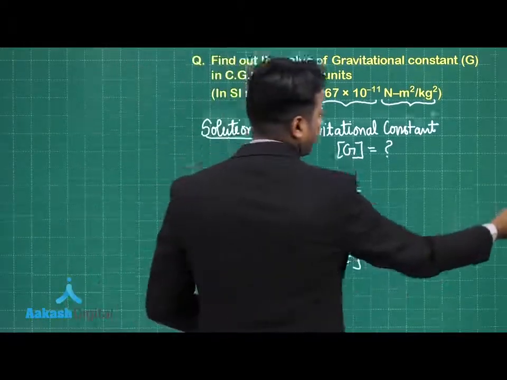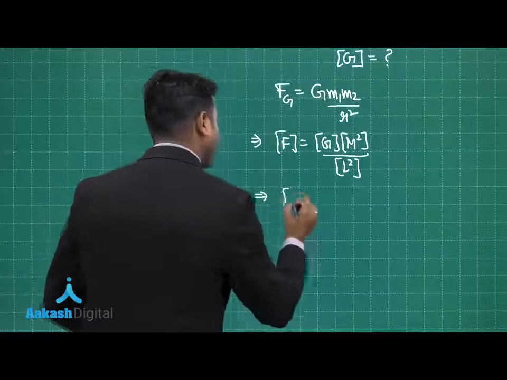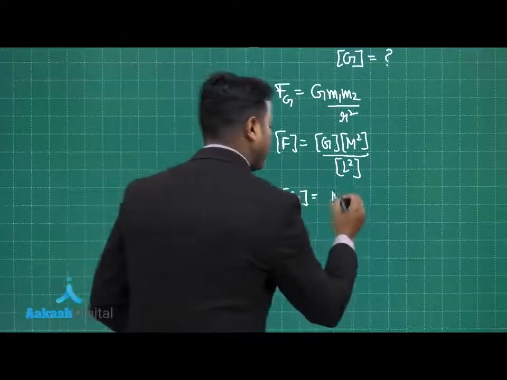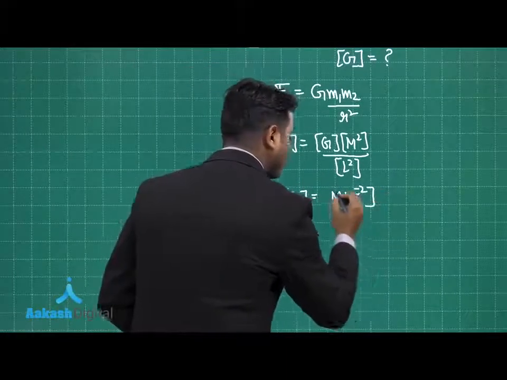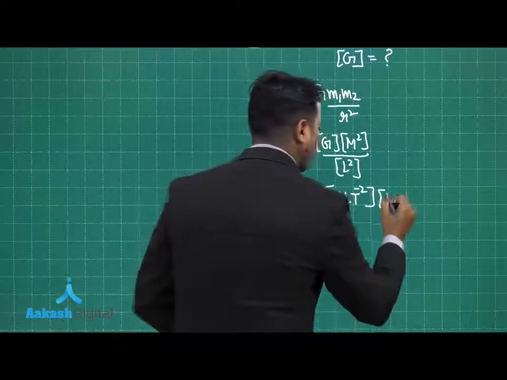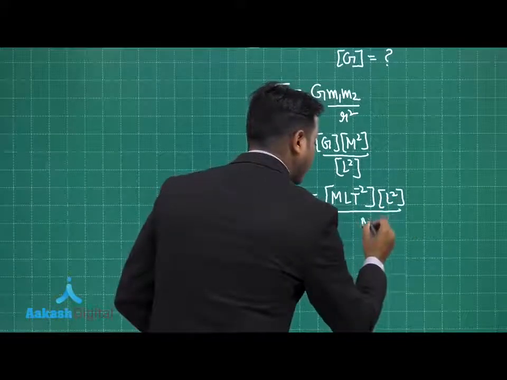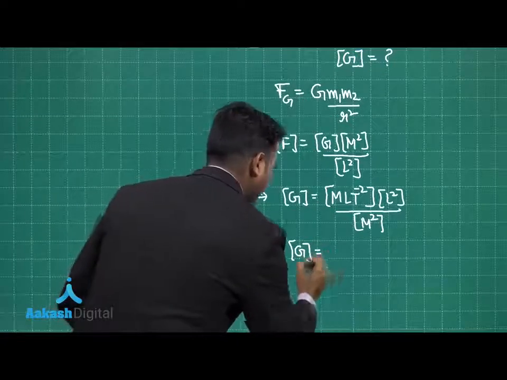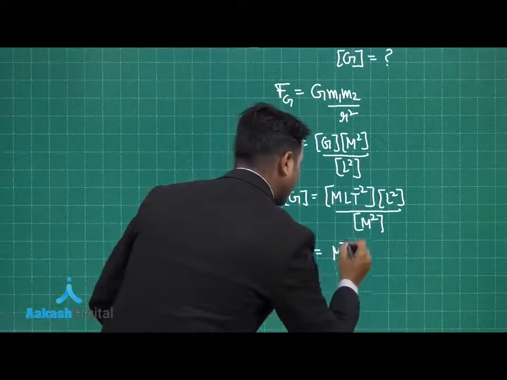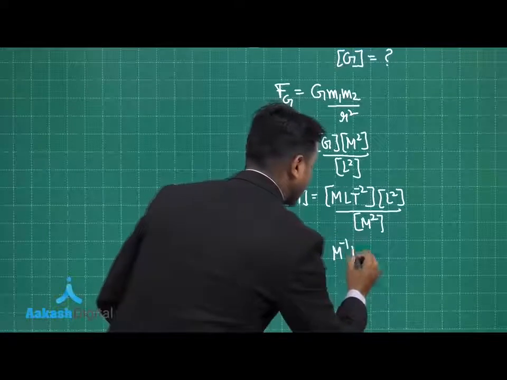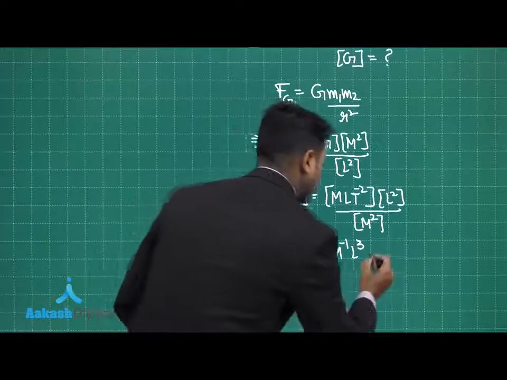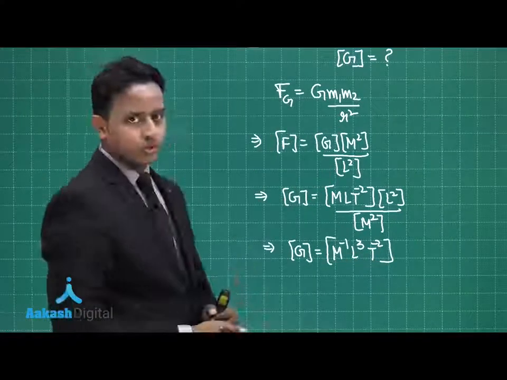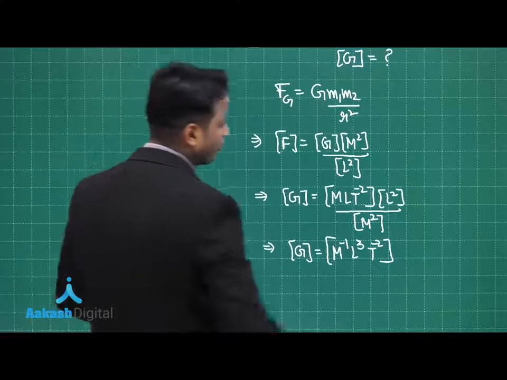Now tell me, what is the dimension of force? The dimension of force is simply M L T minus 2, multiplied with L square and divided with m square. If I solve it, this will simply be m minus 1, then L cube, then t minus 2. So it is m minus 1 L cube t minus 2, the dimension of the gravitational constant.